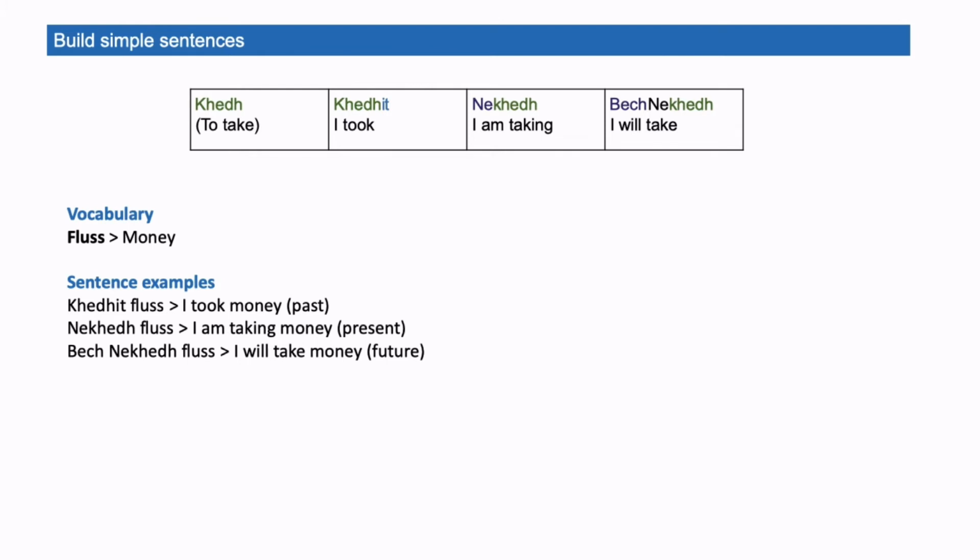Vocabulary you might find useful for these examples is flus, meaning money. In the past, I took money, khedit flus. I added my suffix it. I am taking money. In the present, I will add my prefix ne, giving me nekhedh flus. I will take money. In the future tense, besh nekhedh flus.